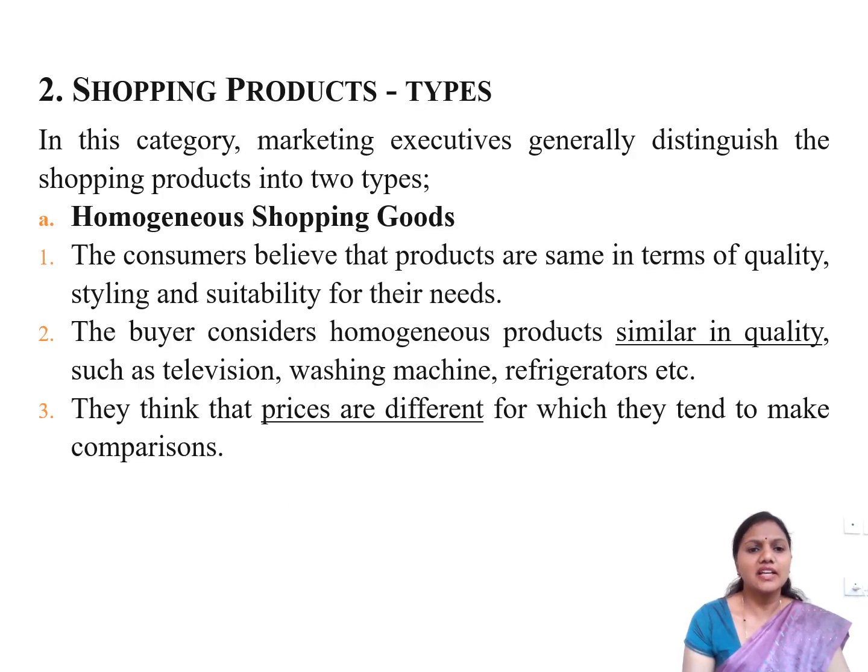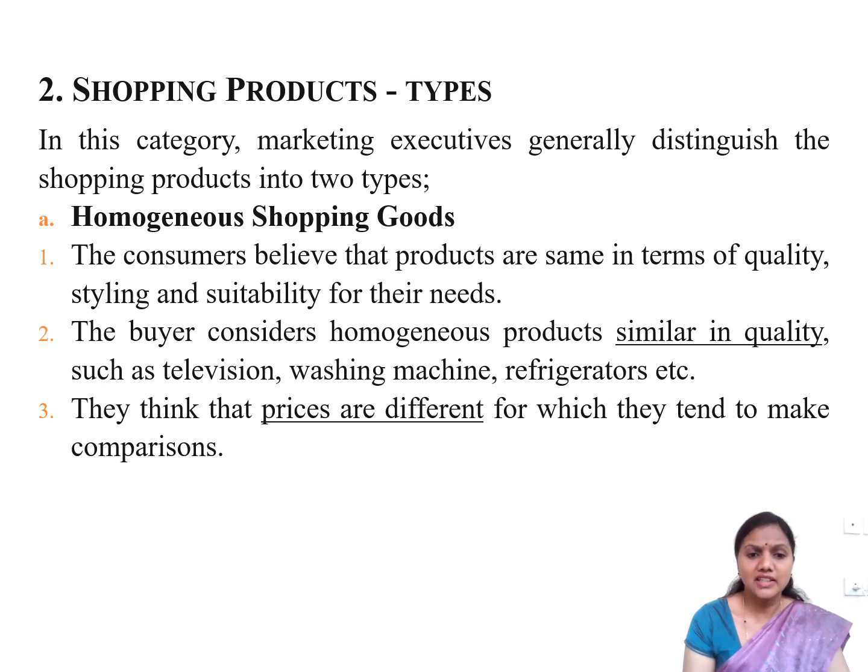Shopping products are again of two types: homogeneous shopping goods and heterogeneous shopping goods. Homogeneous shopping goods. The consumers believe that the products are the same. Homo means same, in terms of the features such as quality, styling, suitability, etc. The consumer considers homogeneous products similar in quality, for example in television, washing machine, refrigerators, etc. The companies will be different.